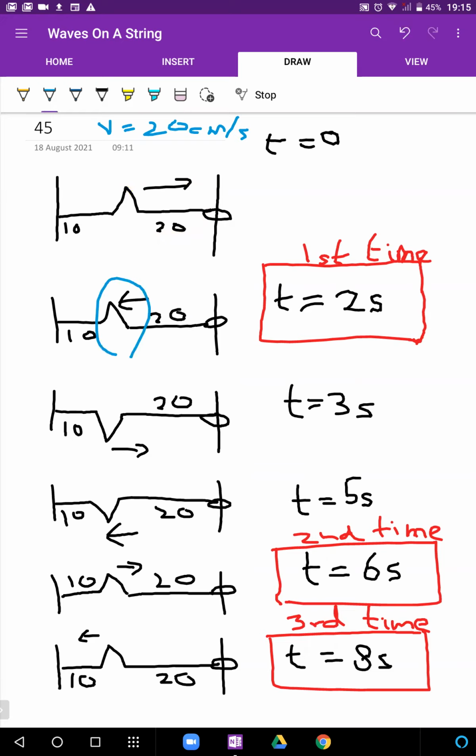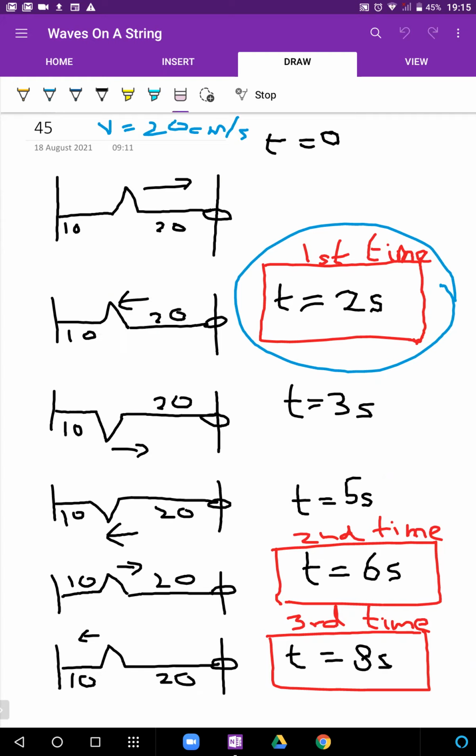It's going to be an upright pulse. Why is it going to be an upright pulse? Because it got reflected from the free end. And that's the first occurrence where you see an upright pulse in the exact same position, therefore the same shape of the string. You see that take place the first time in 2 seconds.